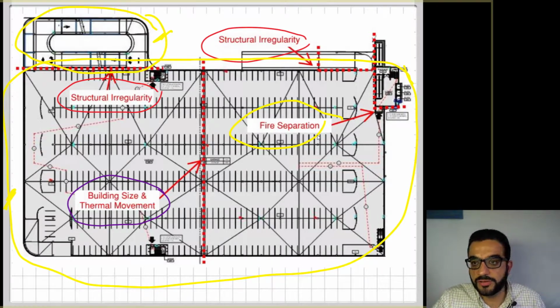And if we don't pay attention to these, we either have to design for it, or we have to change our design to relieve ourselves from designing for it and relieve the building from feeling any stresses because of thermal expansions or contractions.